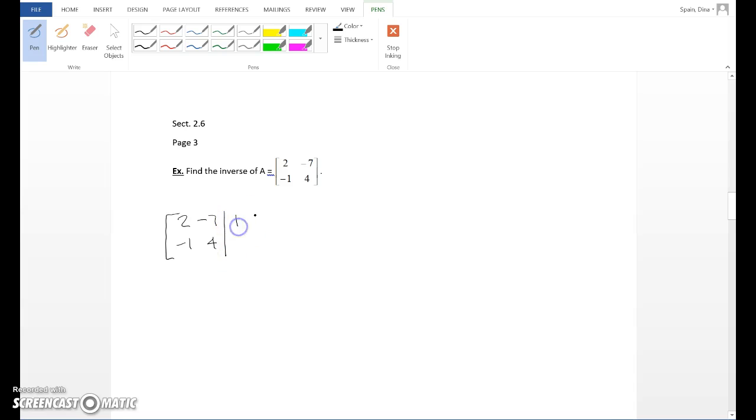We want to augment it with the corresponding identity matrix of the same size. Alright, now we want to do the Gauss-Jordan method for row reduction. Remember, we want to start with a 1 up here in the 1, 1 position. And I already have a negative 1 down here, so I'm going to flip-flop rows, and I'm going to take the opposite of this. So let's take the opposite of row 2 and switch places with row 1.